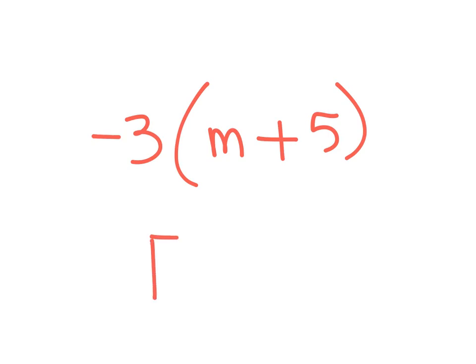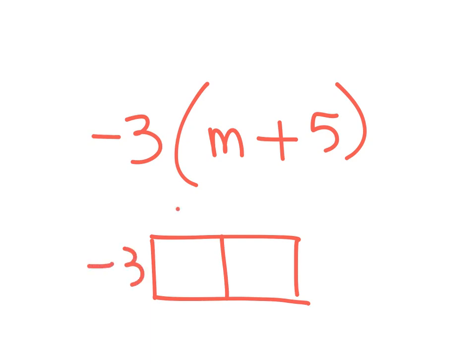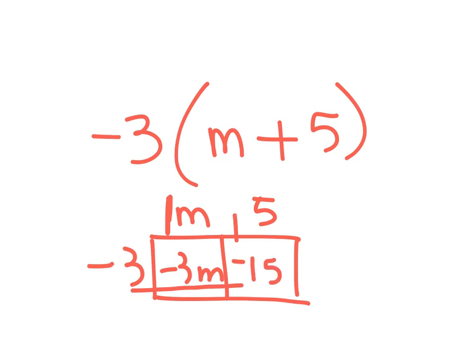All right, so just like I had done in the example before, we have 2 boxes by 1. So I'm going to put the -3 out here, the m and the 5 here, and then I'm just going to multiply. -3 times 1 is -3, we have an m. -3 times 5 is -15. This is going to be my answer, -3m minus 15.